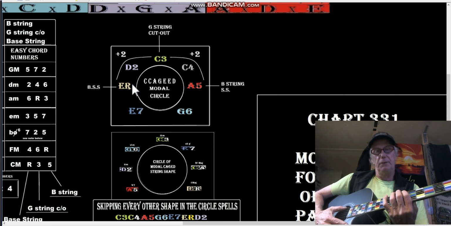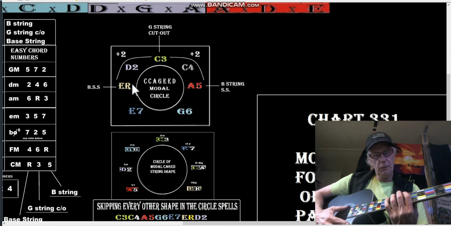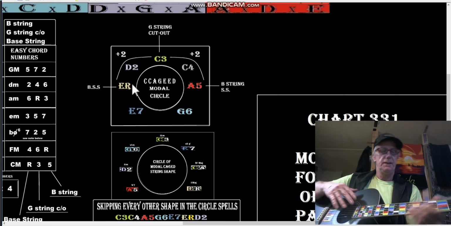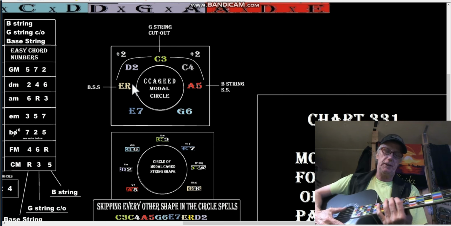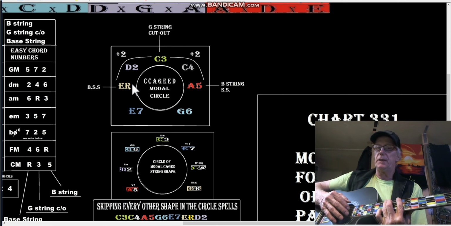And what we're going to count here on the bottom string in that A shape is just 5, 6 in the key of C. We got 5, 6, 7, root 2, 3, 4, 5, 6, 7, root 2, 3, 4, 5, 6 in the A shape. Then we go to the G shape. Okay, so we've got a G shape C. This is the regular CAGED system.